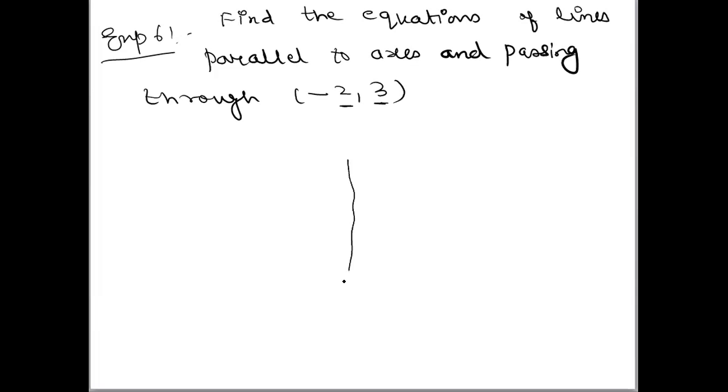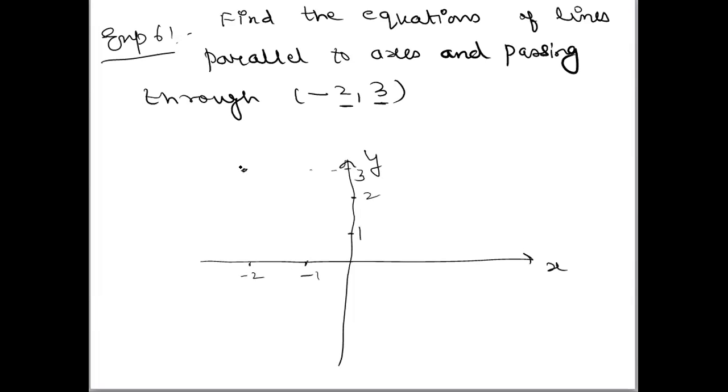So we will draw the axis first. Say this is x-axis, this is y-axis. The value of x is -2, say this is -1, this is -2, right? The value of y is 3, this is 1, this is 2, this is 3. So you will take a point somewhere here, -2, 3. Then find the equation of line parallel to axis and passing through the point.